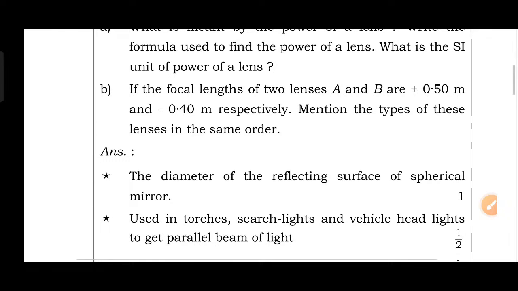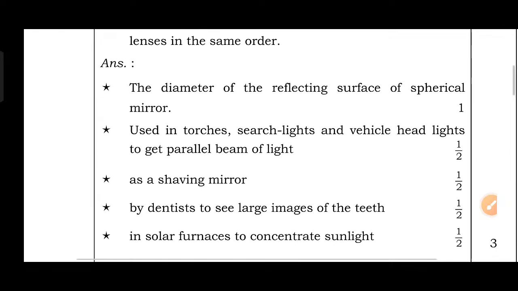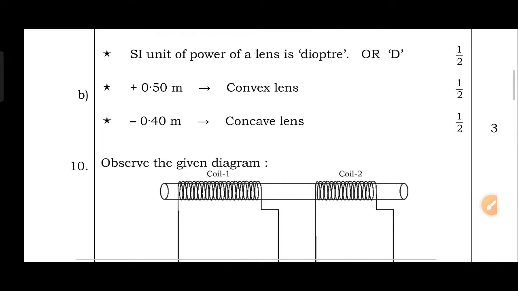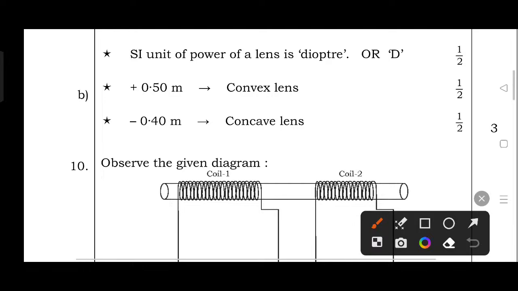If the focal lengths of the two lenses A and B are plus 0.50 meter and minus 0.40 meter respectively, mention the types of these lenses in the same order. If a positive sign is there, it means it's a convex lens. If a negative sign is there, it means it's a concave lens.